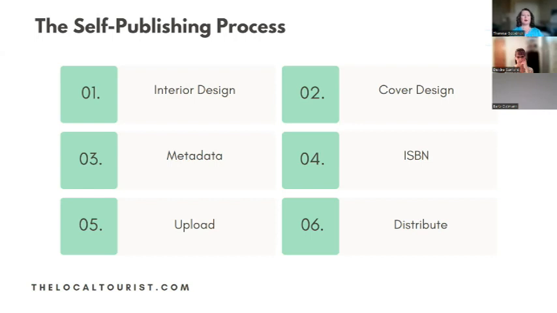Okay, so you've got your ISBN, you've got your metadata, and you've got the book itself. Now it's time to upload it. There are multiple platforms, and that's what we're going to talk about in the next screen. So you upload your book to the various platforms, and then you're kind of done, because once you've uploaded it, then they start to distribute, and your book is out in the wild.